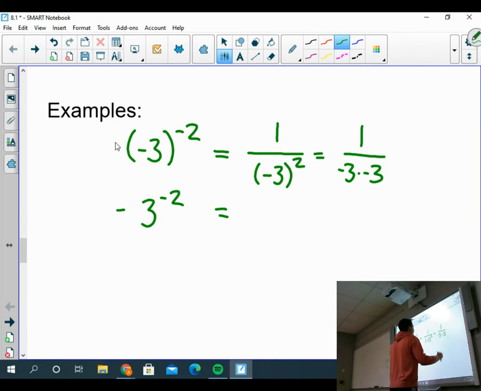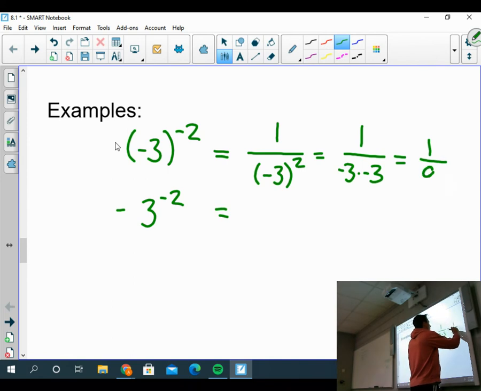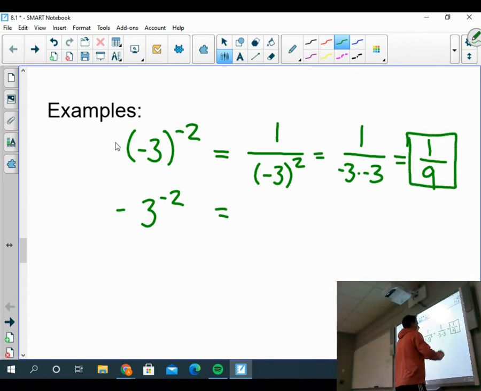-3 is multiplied twice. Okay, we have -3 times -3. Again, -3 squared in parentheses might be confusing, but if we know what it means, we write it out and we quickly see that our answer is 1/9. -3 to the -2nd is 1/9. Okay, well, what about this version here below that's written slightly differently?